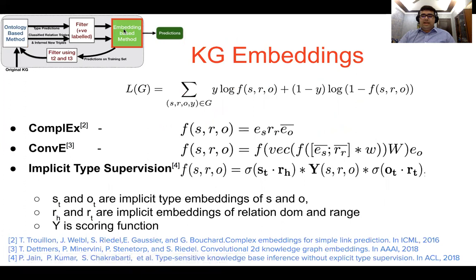Now, the next block that we need in our diagram is the KG embedding. A KG embedding method defines a scoring function f to score the plausibility of a triple. Recently, implicit type-supervised embeddings have been proposed that extend standard KG embeddings by representing each entity with an implicit type embedding along with the traditional vector embedding of the entity, and using the scoring function mentioned in the slide.